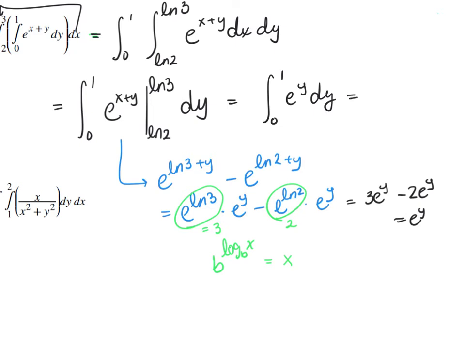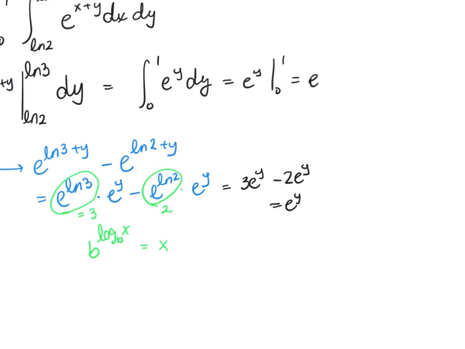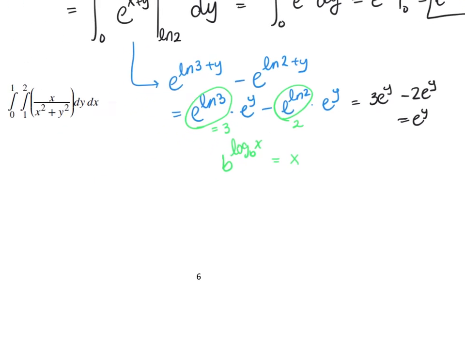So then this just becomes e to the y evaluated from 0 to 1, which is e to the 1 minus e to the 0, which is 1. Look at that. Oh, that's so sweet. That last one, not so sweet.